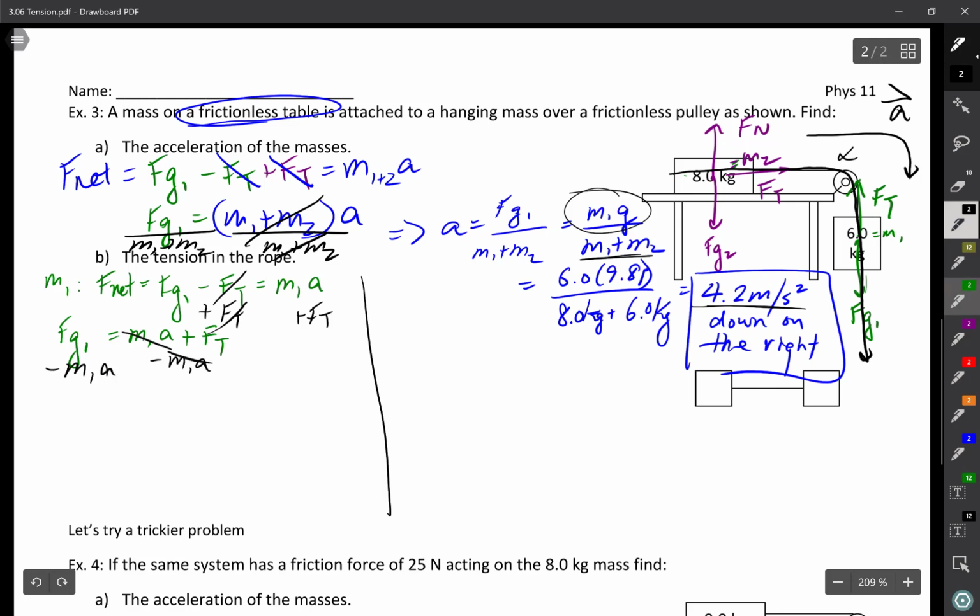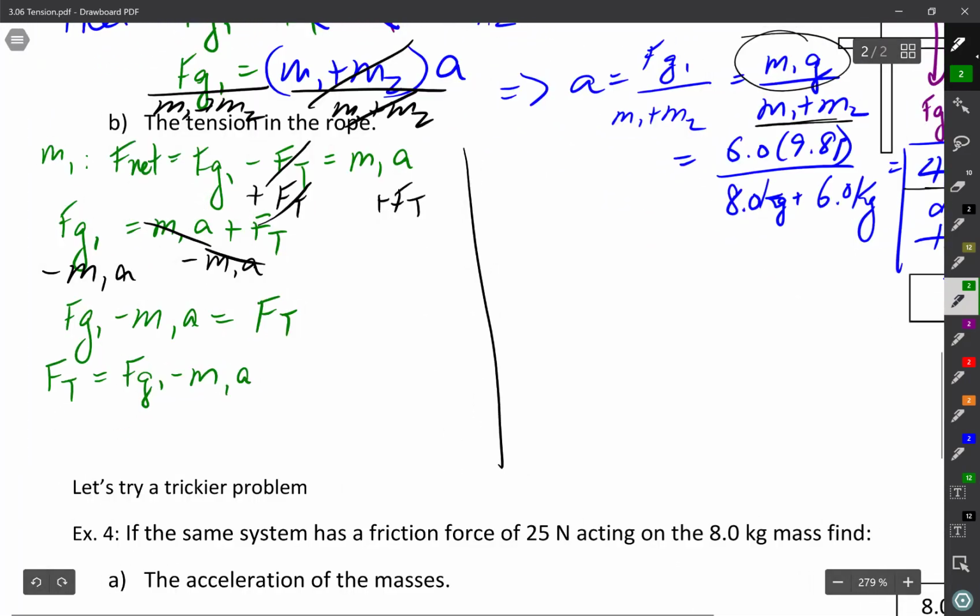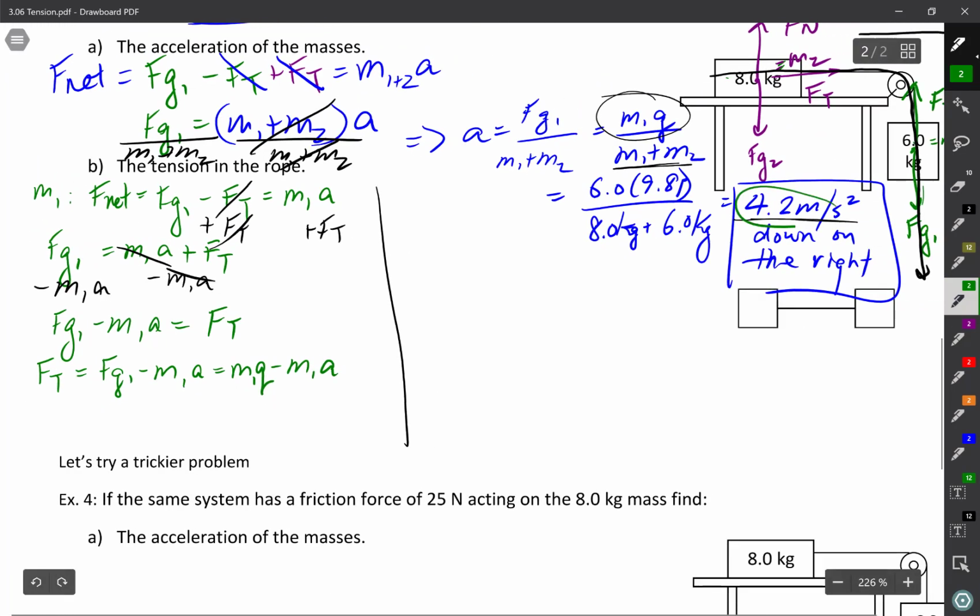At this point, it just becomes algebra. You can do this. Fg1 minus M1A equals Ft. And I'm going to do a switcheroo between the left and right sides of my equation. I get Ft equals Fg1 minus M1A. I'm going to zoom in now. Fg is just mass times gravity, and I know my acceleration of M1, which I found previously in question 3a.